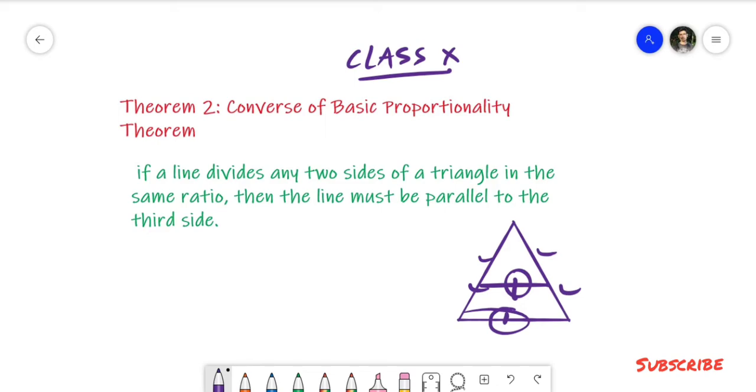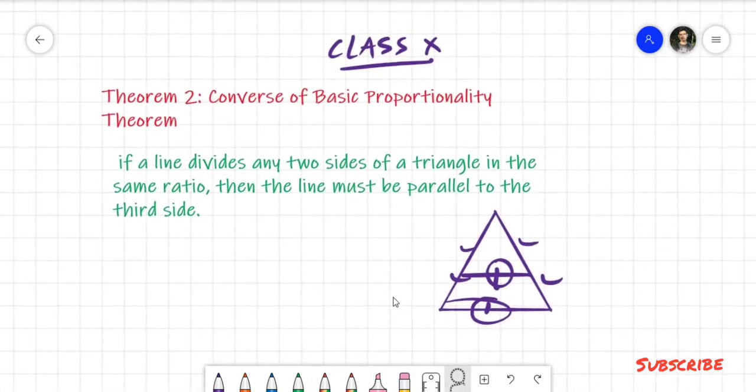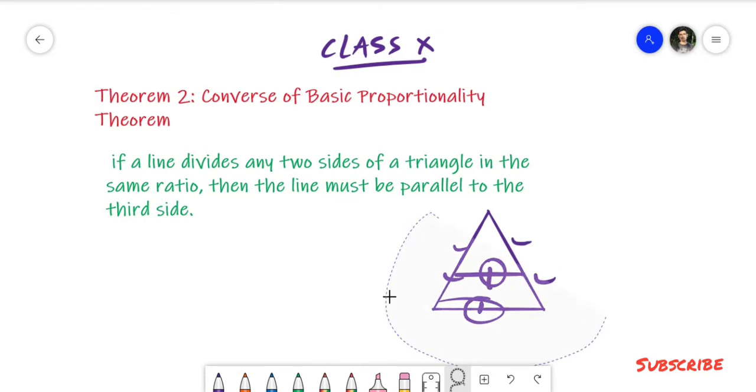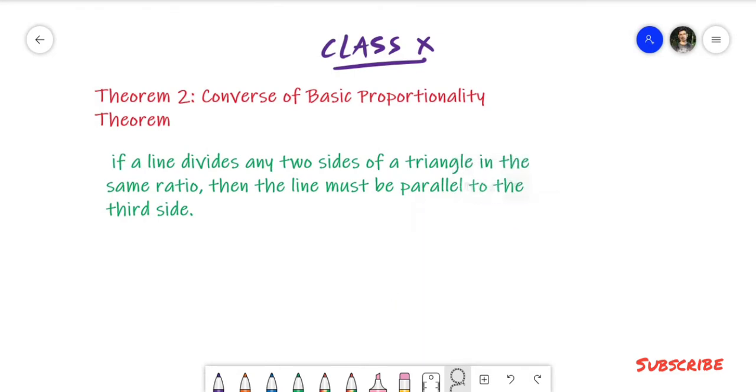Okay, I hope you understood the theorem. If you have understood, then let's start without wasting any time. So before, let me rub this one. You can read from there. If a line divides any two sides of a triangle in the same ratio, like earlier we proved the same ratio, but this time they said that the same ratio is there, then the line must be parallel to the third side.